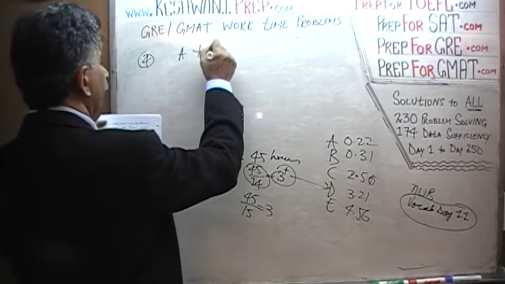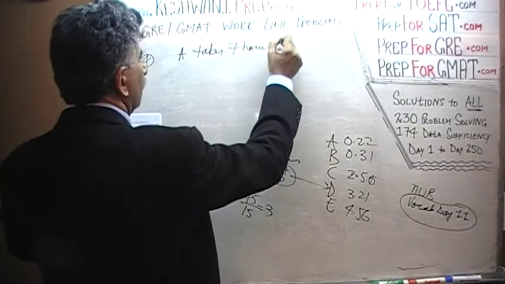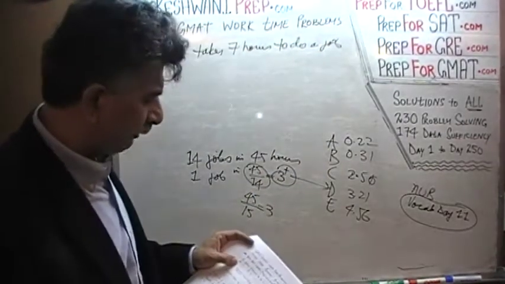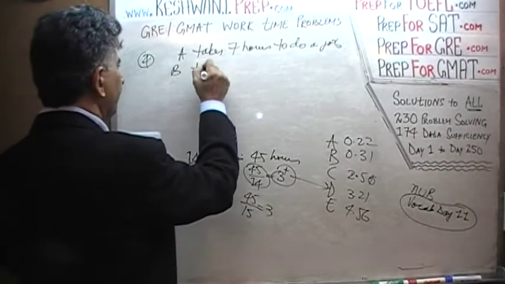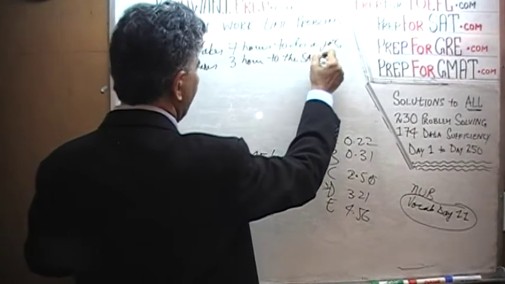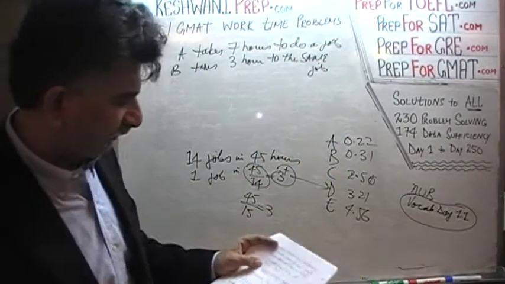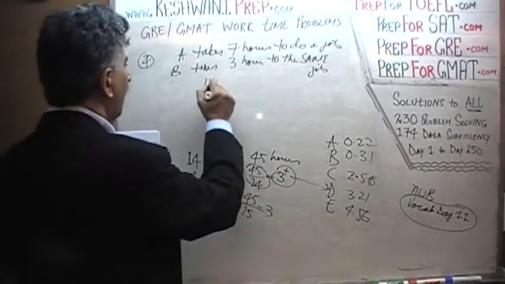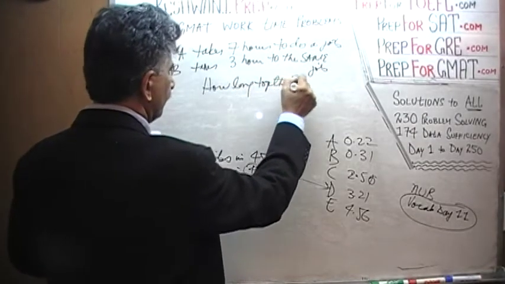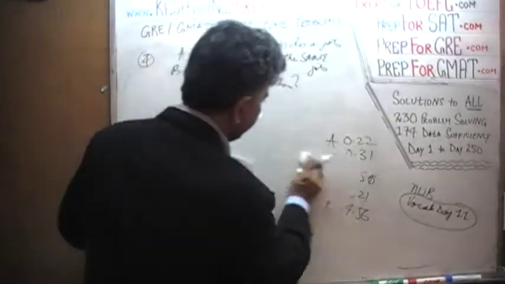A takes 7 hours to do a job. It's getting quite tiring. You know what it is. A takes 7 hours to do a job. B takes 3 hours to do the same job. You understand? Obviously, it's the same job. The question is, how long together? Now, I'm leaving out one important word from this question on purpose.